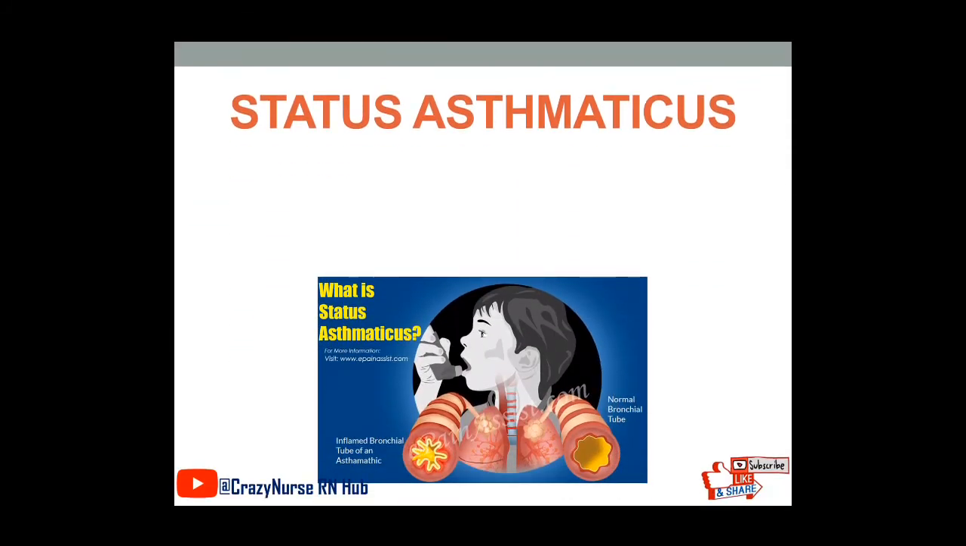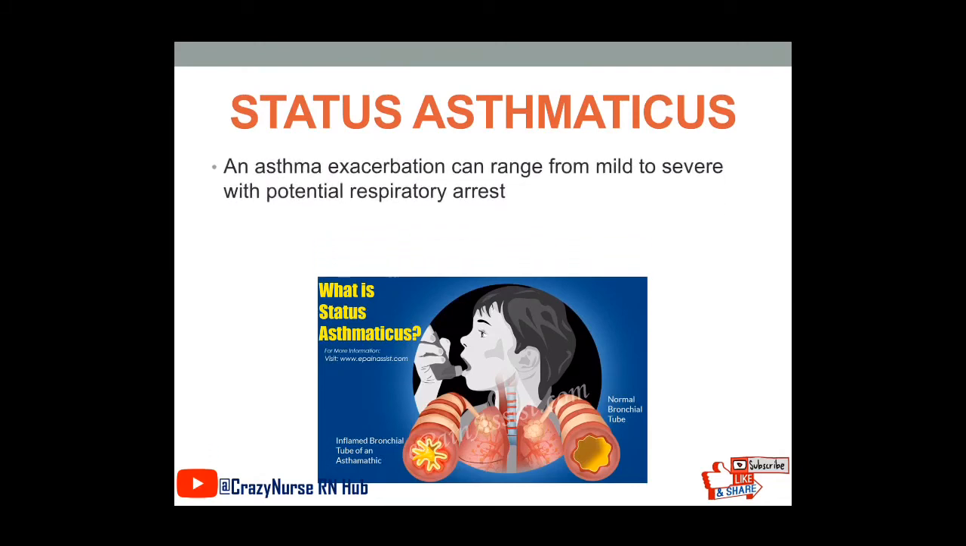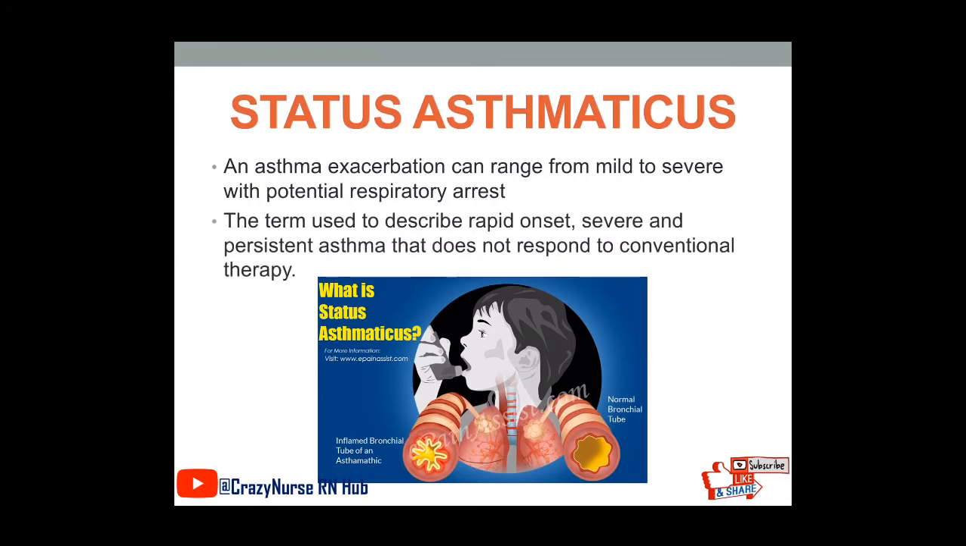Now let's discuss status asthmaticus. An asthma exacerbation can range from mild to severe with potential respiratory arrest. The term is used to describe rapid onset, severe, and persistent asthma that does not respond to conventional therapy.